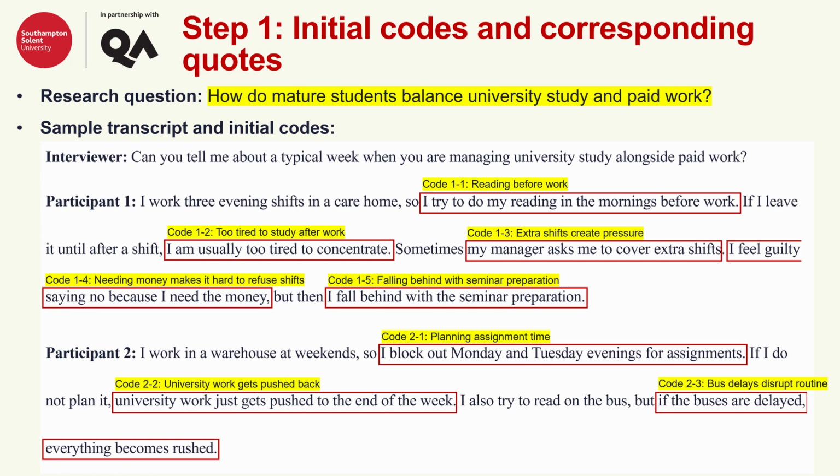At this stage, the codes may differ in their level of detail. Some describe an activity, such as reading before work, whereas others describe a difficulty or consequence, such as falling behind. That is acceptable during initial coding. The purpose of the next stage is to compare them across the dataset and begin organizing them more systematically.